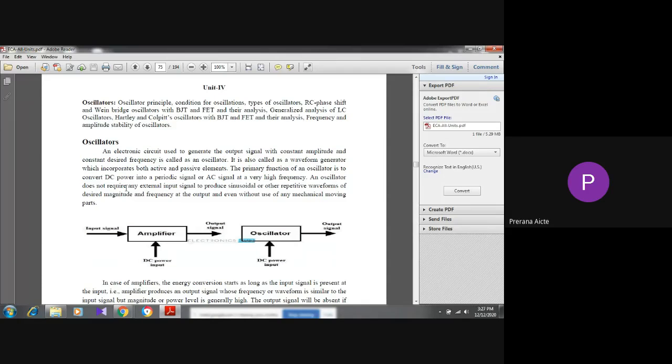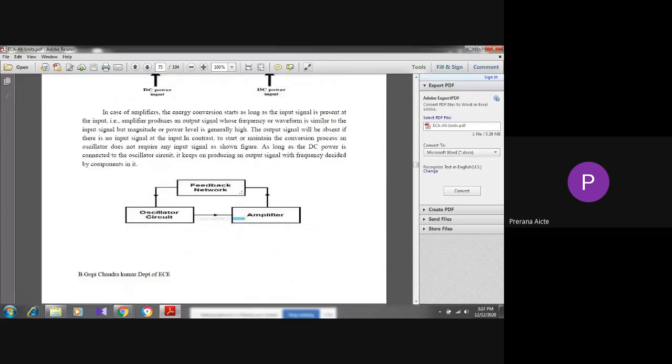The electronic circuit used to generate an output signal with constant amplitude and constant desired frequency is called an oscillator. It is also called a waveform generator. The primary function of an oscillator is to convert DC power into a periodic AC signal, as I just told you. An oscillator does not require any external input signal to produce the sinusoidal output signal. So this is about oscillators.